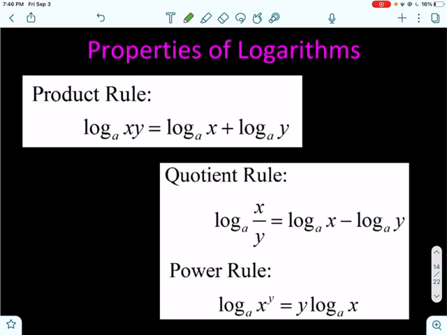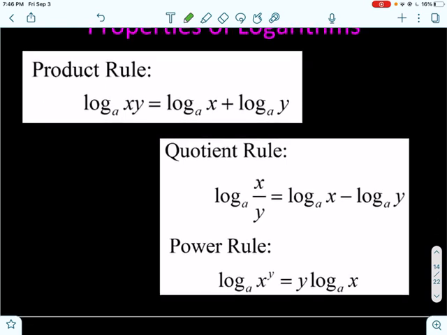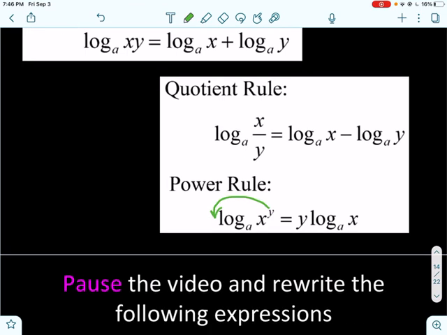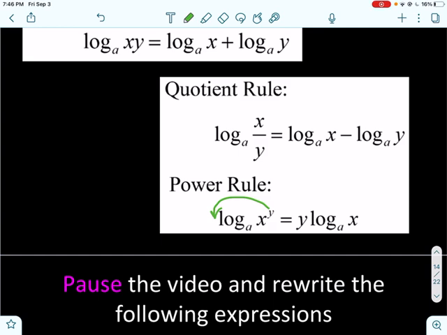So the product rule: the log of a product is equal to the sum of the logs. The quotient rule: the log of a quotient is equal to the difference of the logs. Remember, these are all the same bases, and that a could be anything. It could be base 10, it could be base e. And then the power rule: the log base a of x to the y, that means we can bring that y out front and rewrite it. Sometimes that allows us to solve for a variable such as y.